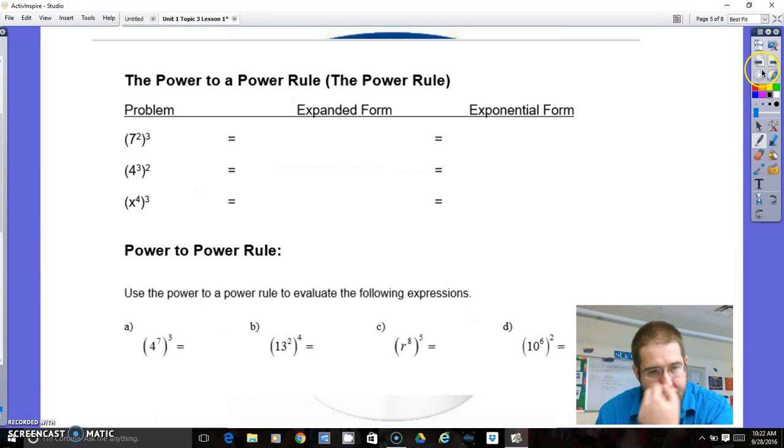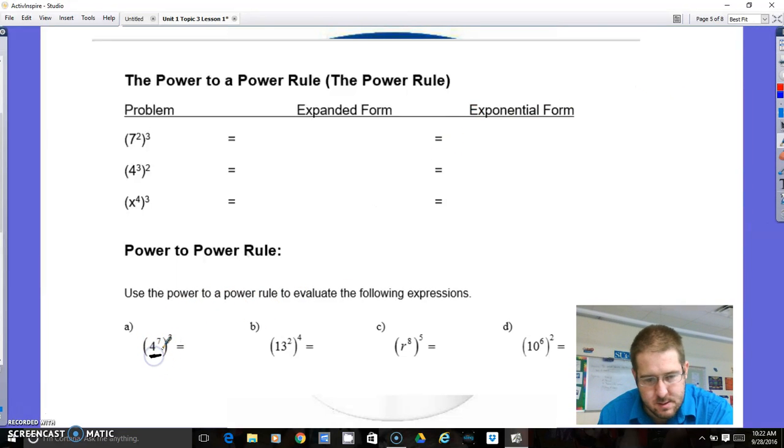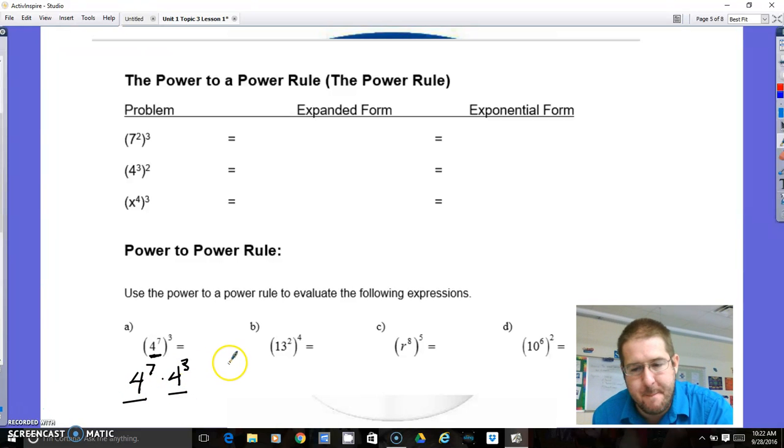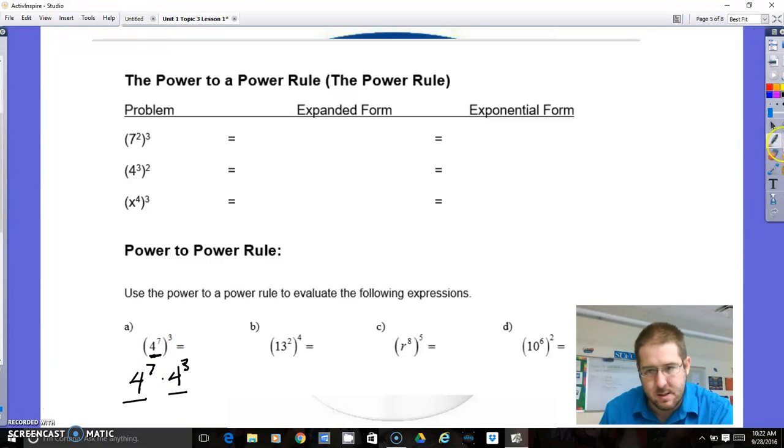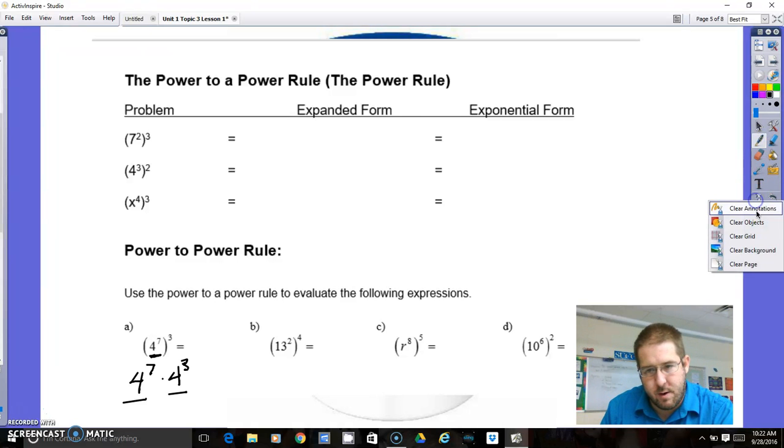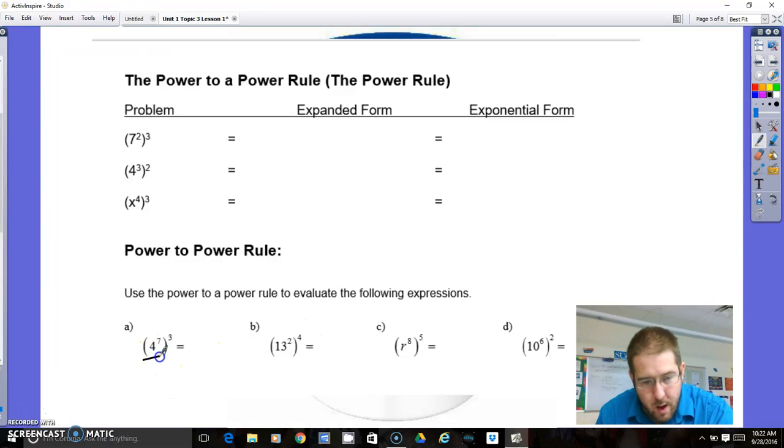All right, so then we have the power to a power rule. That means when you have one base with a power raised to another power, then you multiply the powers. Now keep in mind that this is not the same thing as 4 to the 7 times 4 to the third. This is not the same thing because that one has two terms with the same base. There's only one base in this question, so if I get rid of this, you notice there's only one base here.